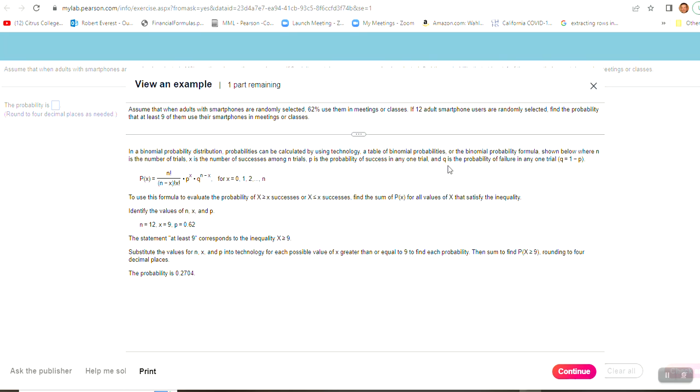The question is, if 12 randomly selected adult smartphone users are asked if they use their smartphones during meetings or classes, where the probability of any individual using their smartphone in meetings or classes is 62%, what's the probability that at least 9 of those 12 use their smartphones in meetings or classes? This implies the probability that X is greater than or equal to 9.